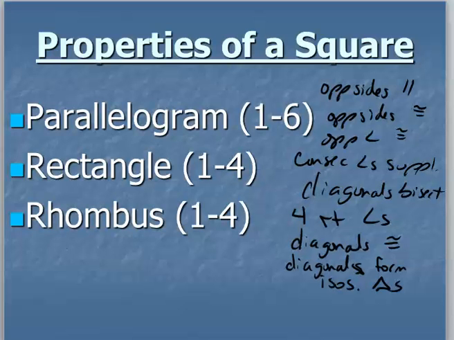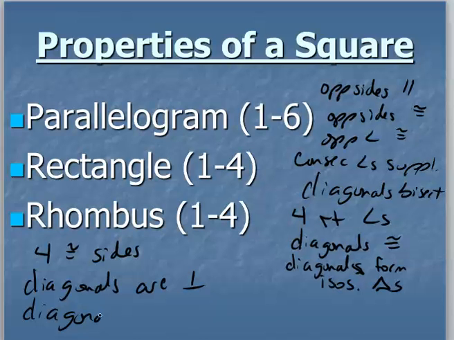So it also has 4 congruent sides. The diagonals are perpendicular. The diagonals bisect the angles. Now you can see that if you're just memorizing lists, this list for properties of a square gets very large very quickly. So we want to make sure we understand all of the properties of a parallelogram, that those are true for a rectangle and it adds 3 more. Those are true for a rhombus and it adds 3 more, and then all of those properties are going to be true for a square.